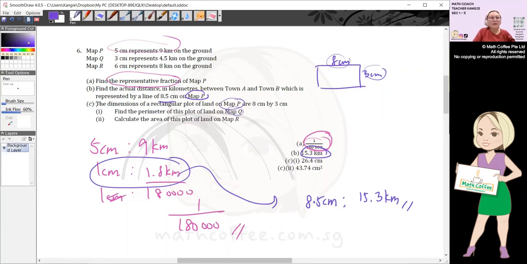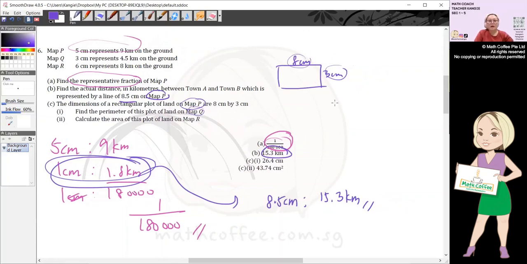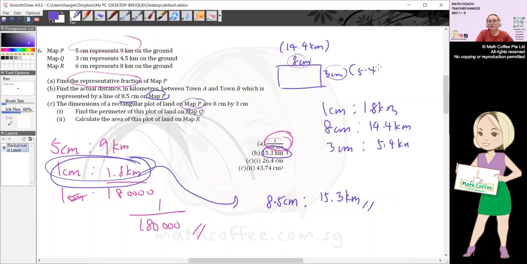So go to map P, which is this one. So what I'm going to do is, map P is 1 cm to 1.8 km. Let's find out 8 cm. So you will take 1.8 multiply by 8 and you get 14.4 km. So put bracket lah. This one, the length, is actual. The breadth is 3 cm. So let's find 3 cm also. So 1.8 multiplied by 3, you get 5.4. So put bracket. Actual will not change.